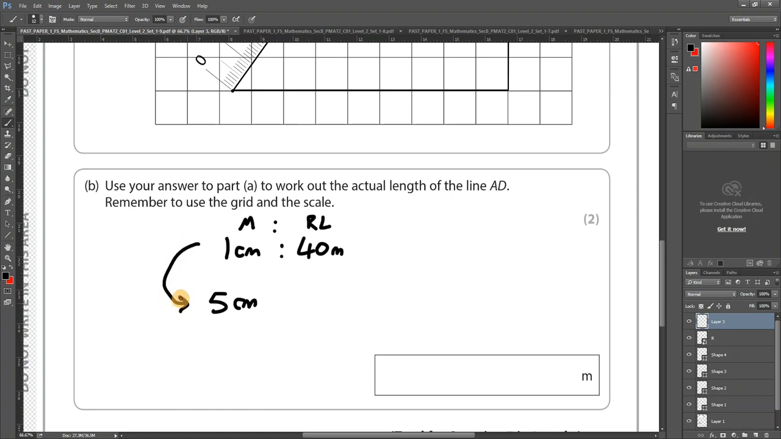We're going this way, or you could go the other way. You can go from the 1 to 40. So I'm going to go this way though. I'm going to go from the 1 to 5. You times by 5. So I'm going to have to times 40 by 5, and it should get my actual distance of the line AD, and that's going to be 200 meters. Yeah, that should be your answer for another 2 marks. So the key thing here is mentioning that you're doing 40 times by 5. I've shown it here, and you get 200. That's your working out. Yep, and that's your answer for that one.